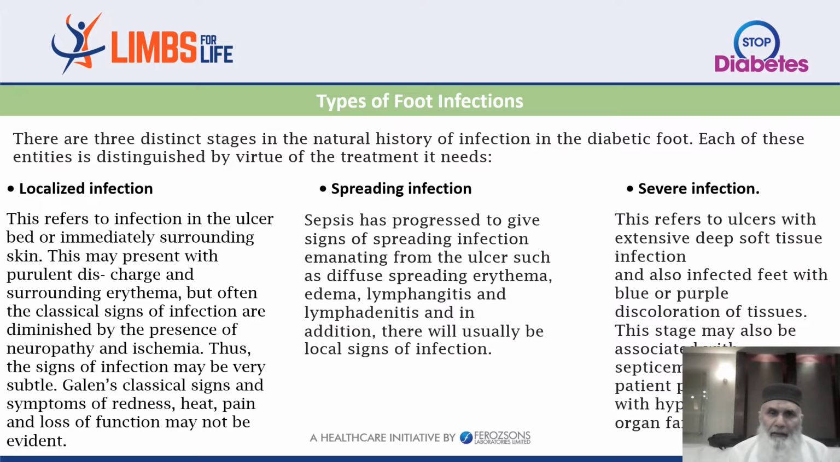So, types of foot infection. There is localized infection, and this is the initial stage. At the start there is a small ulcer, and then it gets deeper and deeper, and then there is spreading infection. Sepsis has progressed to give signs of spreading infection from the ulcers, such as diffuse spreading erythema, edema, lymphangitis, and lymphadenitis. In addition, there will usually be local signs of infection.